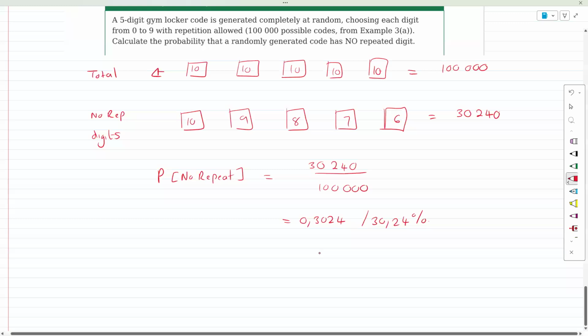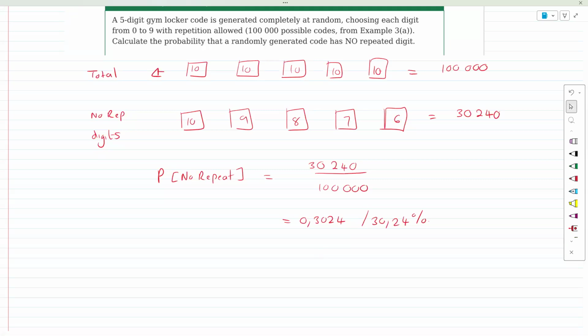An exam tip for this: the total possible outcomes for this kind of probability question is almost always with the repetition count. Every code is equally likely to be generated. And make sure that the denominator matches the actual random process described in the question.